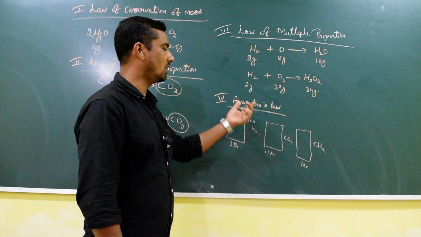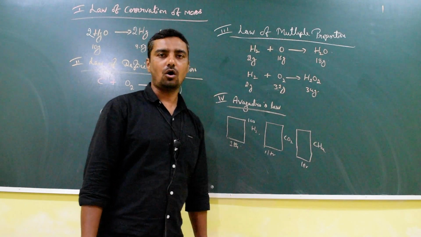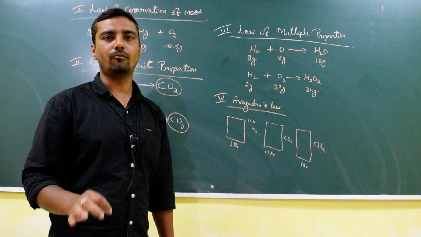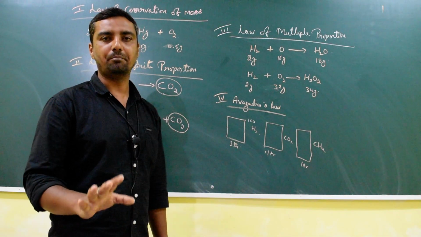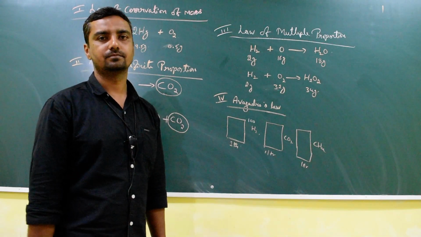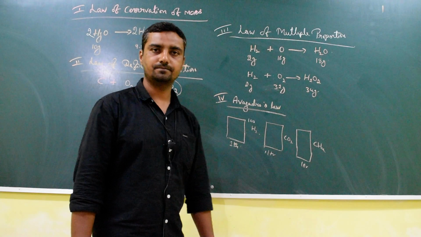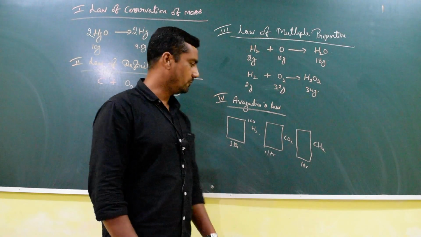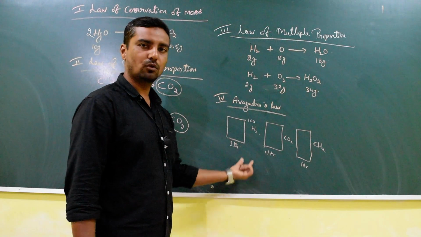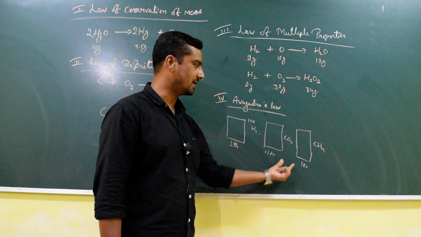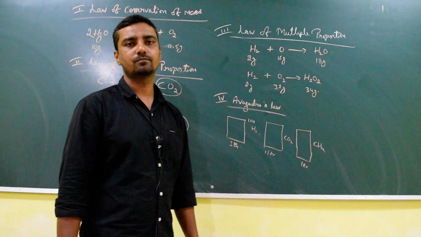That is called Avogadro's law. All gases containing an equal number of molecules under similar conditions of temperature and pressure, that is called Avogadro's law. Understood? So if we go for 2 liters, obviously, 200 molecules of hydrogen, 200 molecules of carbon dioxide, 200 molecules of methane.